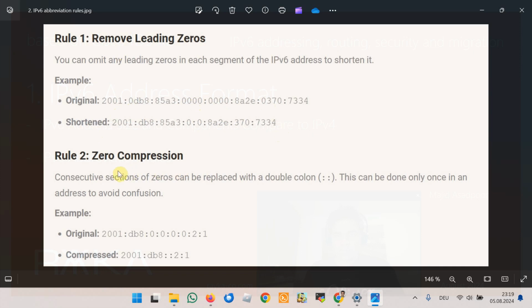In the second rule, zero compression, consecutive sections of zeros can be replaced with a double colon. This can be done only once in an address to avoid confusion. For example, here we will replace 4 consecutive zeros with a single double colon. So this is the compressed version of the IPv6 address.